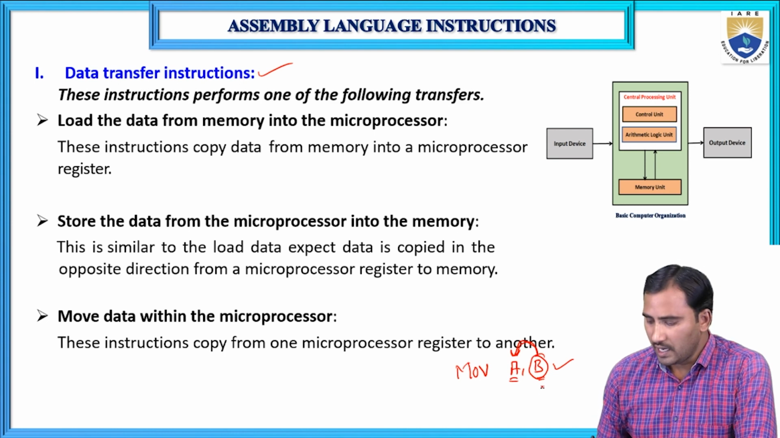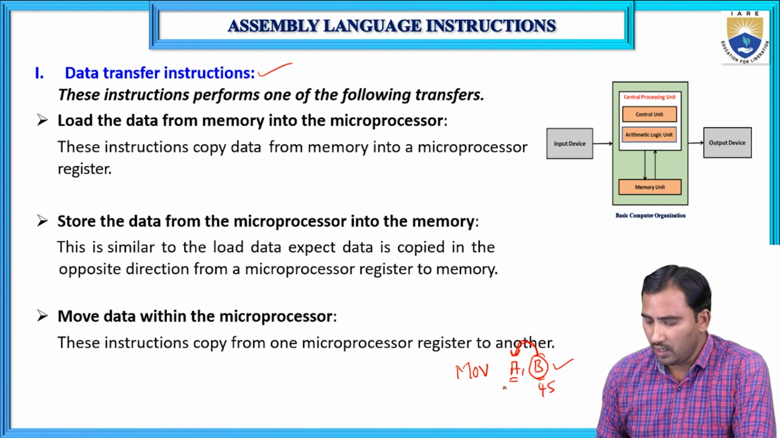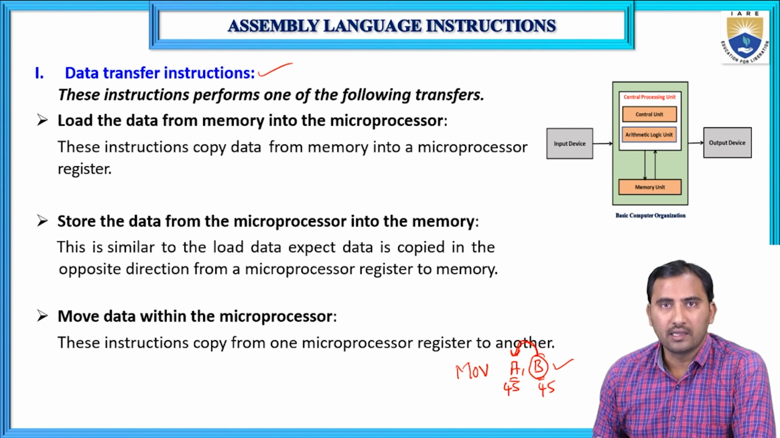Suppose the B register contains some 45 data, then that 45 data will be copied to register A. So the contents of the B register are retained; it remains the same. We are not modifying the source operand. B is called the source register, and A register is called the destination register. The data present in the source register we are not manipulating or modifying. We are only copying the data from one register to another register.